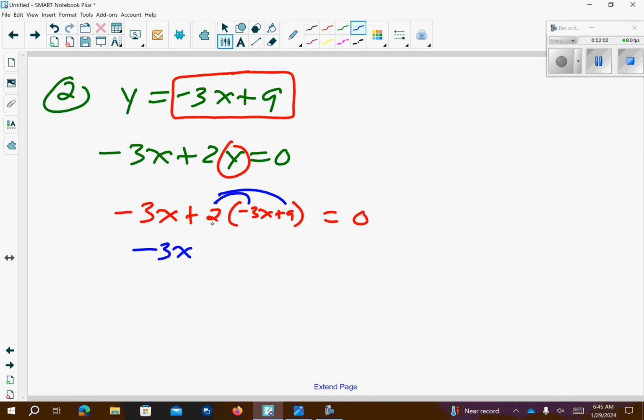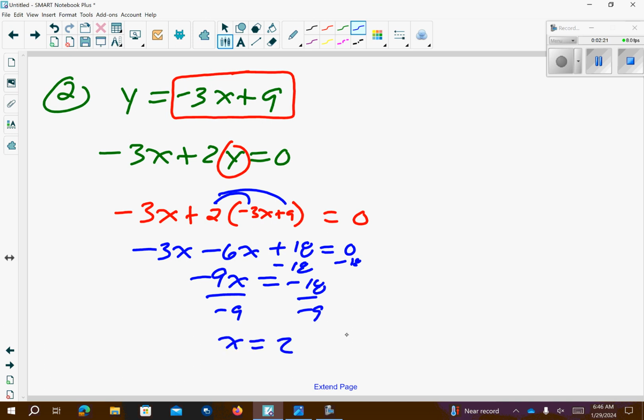That's going to give me negative 2 times negative 3x is negative 6x. 2 times 9 is 18, and it's equal to 0. So that's going to give me negative 9x, and then we're going to subtract 18 from both sides. So I get negative 9x equals negative 18. Divide both sides by negative 9. So x is going to be equal to 2.